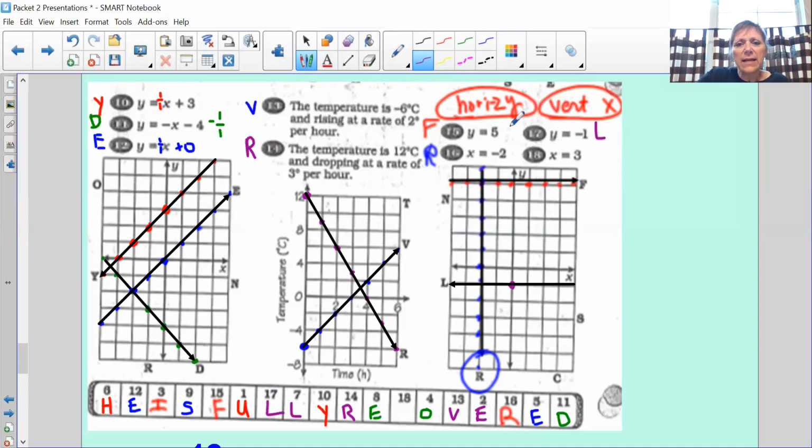Okay, 18 is an X value. So I need to find where X is 3. So I go to my origin, and I'm going to go 1, 2, 3. This is a vertical line. Oops, let me get a different color.